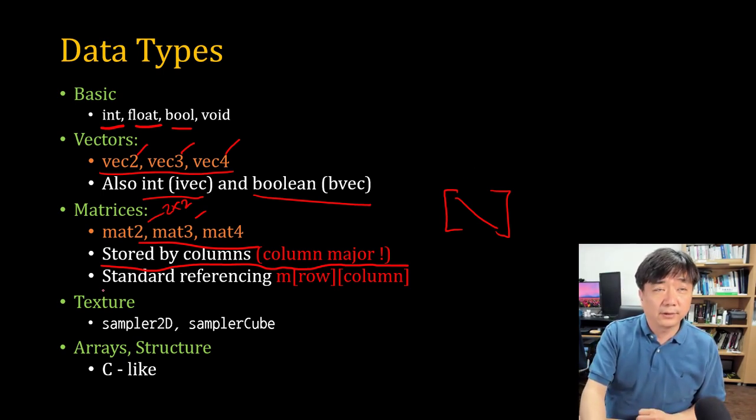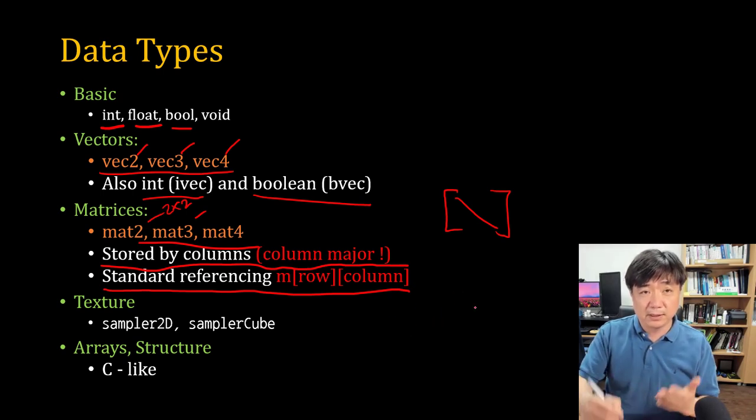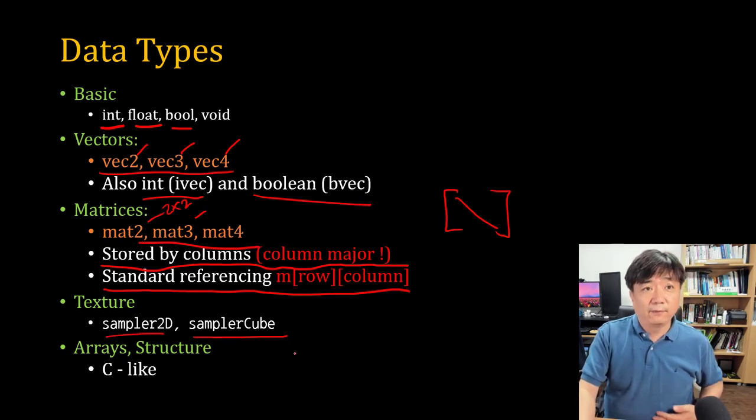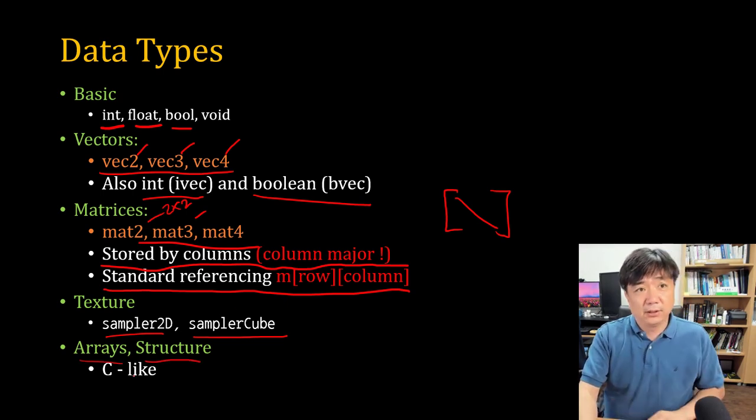When we access the matrix, we can access it like this: M, row and column. So be careful. It is very confusing, because it is much different than what we expect in mathematical notation. So I'll show you later. Another basic type is sampler2D and samplerCube. They are used for texture mapping, and there are also arrays and structures. It is very similar to C.